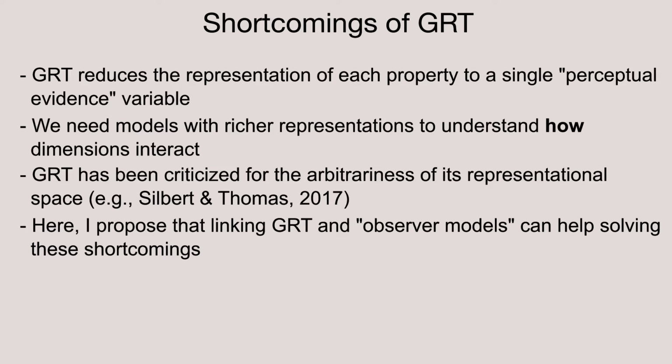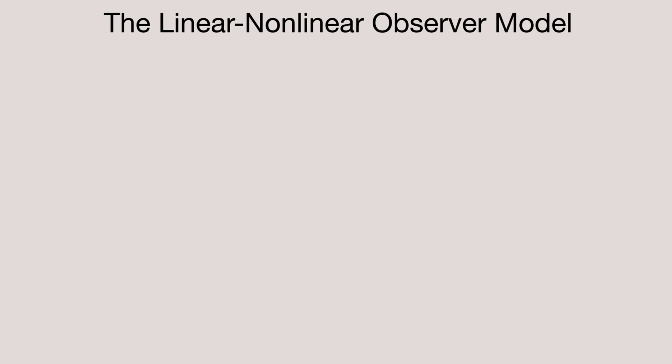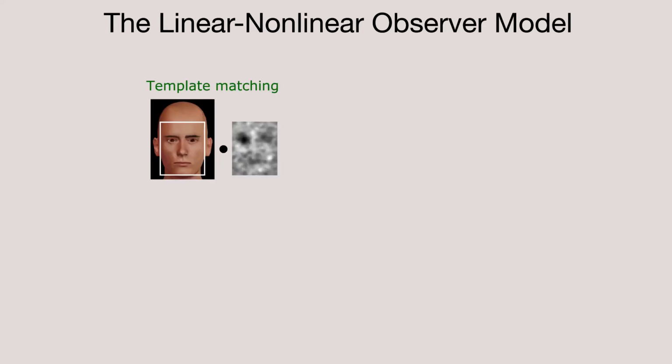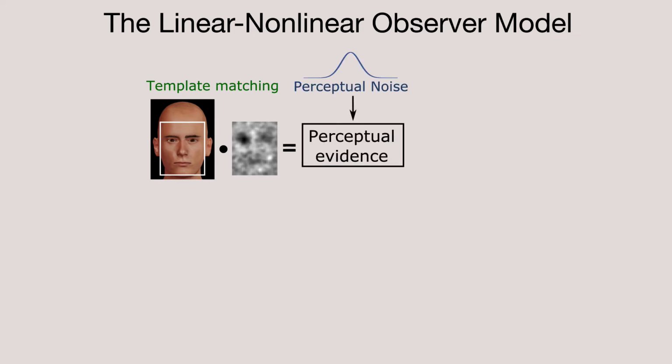We use as a starting point what is perhaps the simplest and most widely used observer model in psychophysics, the Linear-Nonlinear observer model. This model assumes that the observer takes an incoming stimulus and compares it against an internal representation via template matching, implemented via a dot product of the vector of pixel values in the incoming image and the vector of weights from an internal perceptual template. Internal noise is added to the obtained value, resulting in a random variable, representing the perceptual evidence that the feature encoded by the template is present in the stimulus.